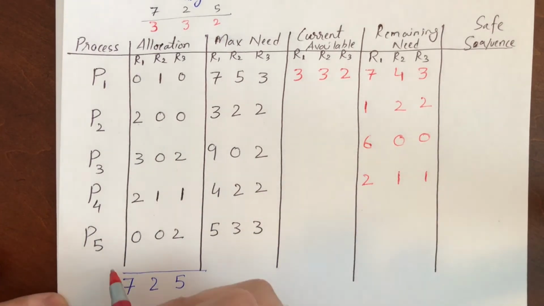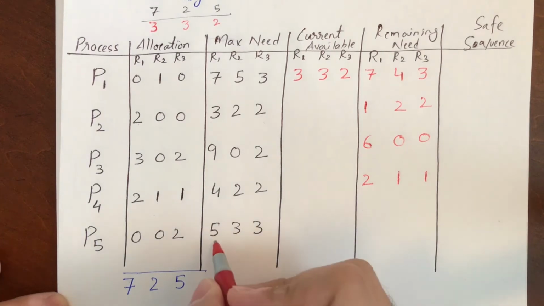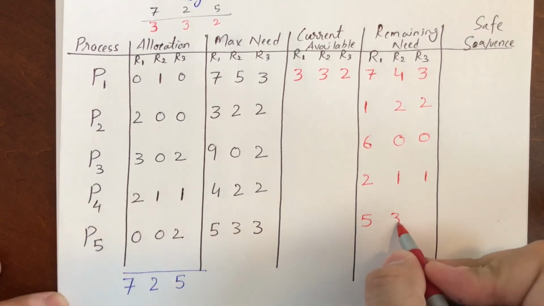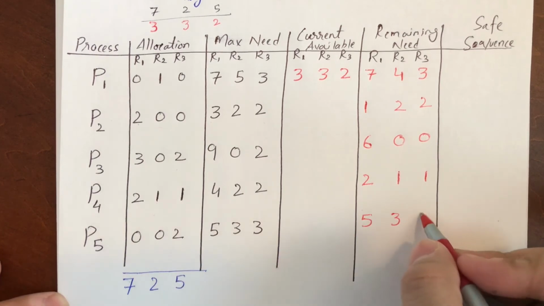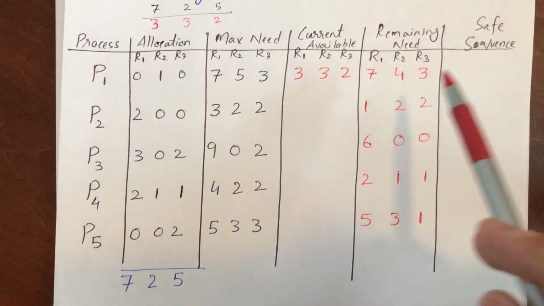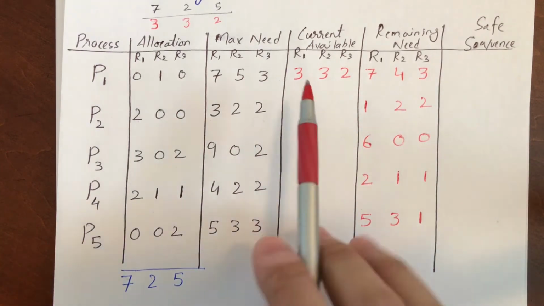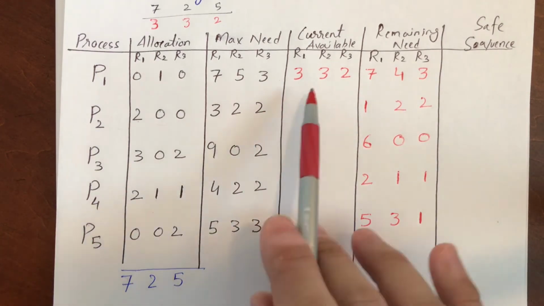And then we have for P5, if you subtract that, we need 5. Minus this, we need 3, and then 1. So these are the remaining resources required by all these 5 processes. And this is our current availability.